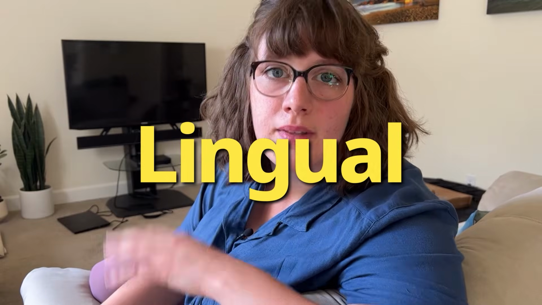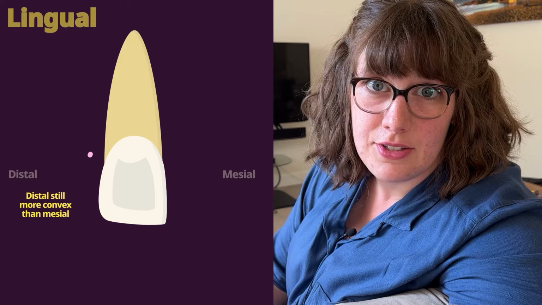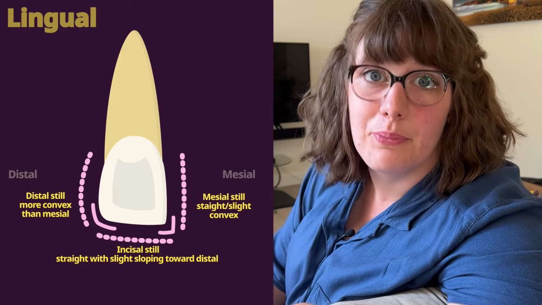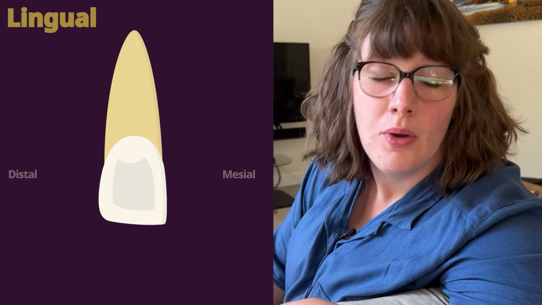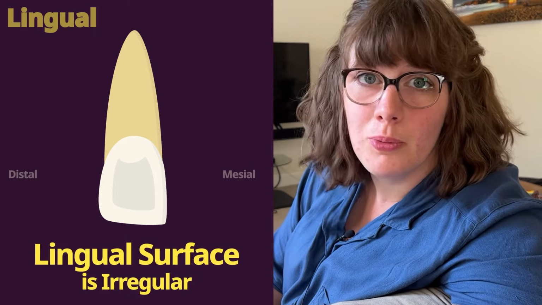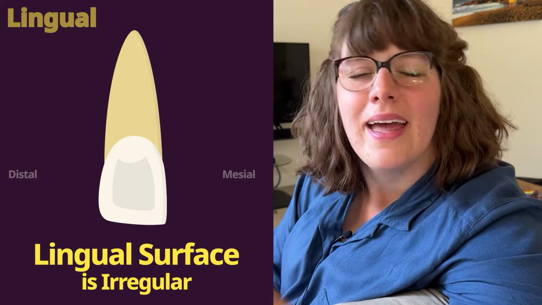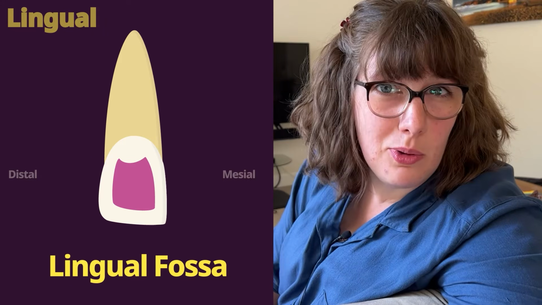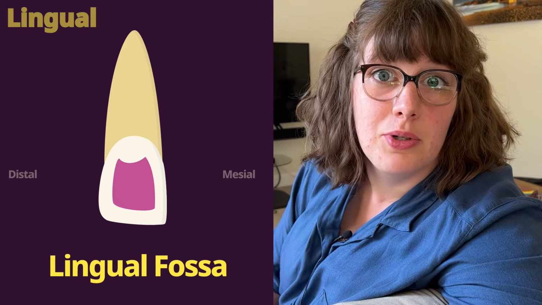Now let's flip this tooth over and look at the lingual. The outline of the maxillary central incisor from the lingual is the same as it was from the facial, just reversed. What differs is that the lingual surface is not as smooth or regular as the facial surface was. There's going to be a depression called the lingual fossa, and that lingual fossa is going to be outlined on all 4 sides.